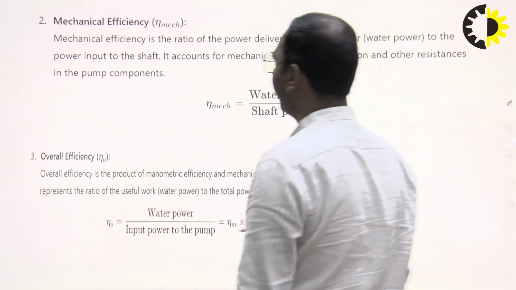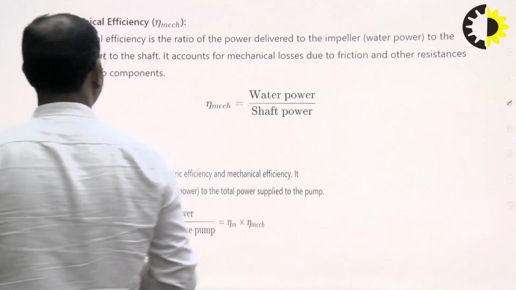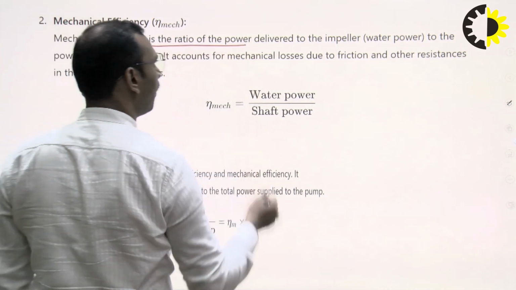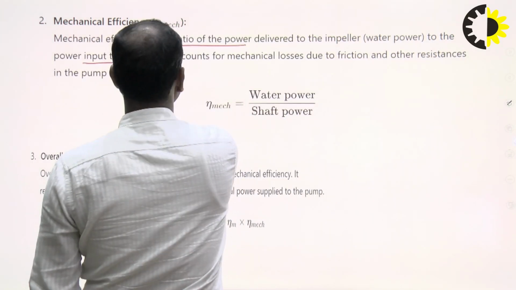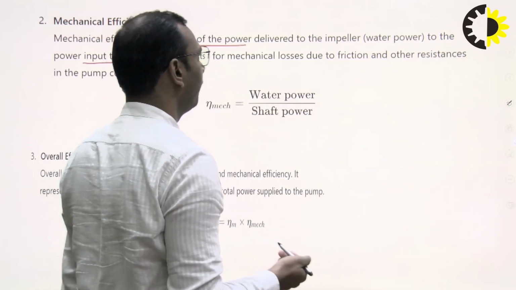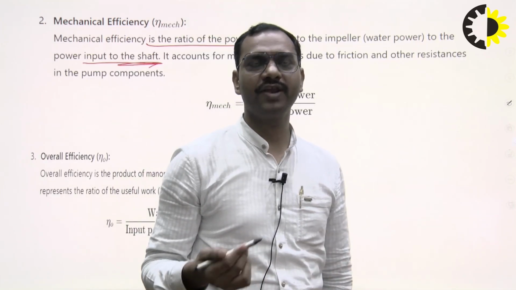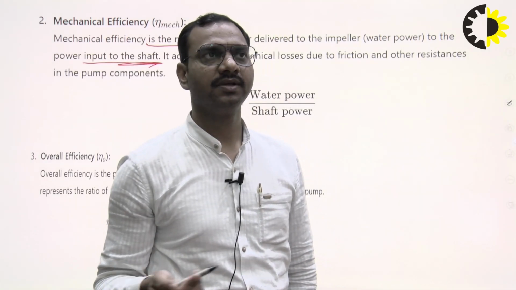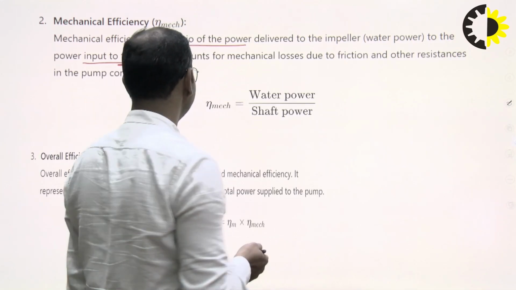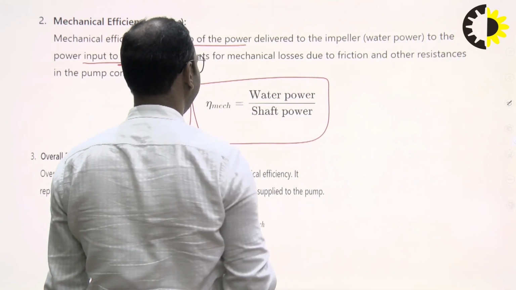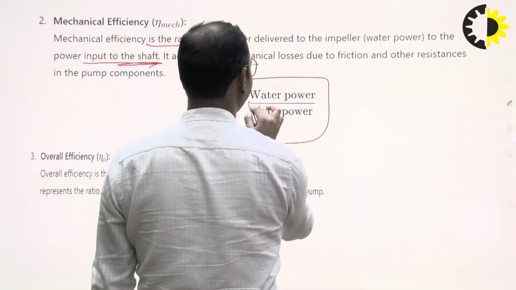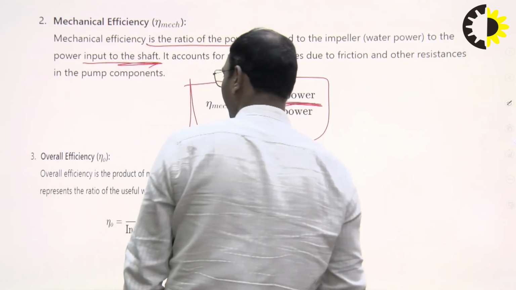Then the second one is mechanical efficiency. So basically, mechanical efficiency is the ratio of power delivered to the impeller to the power input to the shaft. It accounts for mechanical losses due to friction and other resistance in the pump components. So mathematically, mechanical efficiency eta m is the ratio of water power to the shaft power.